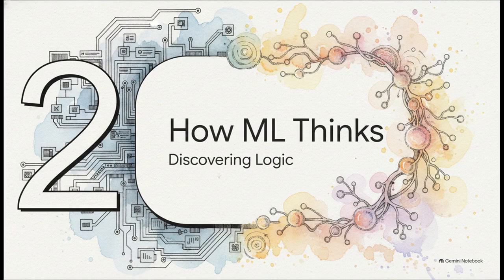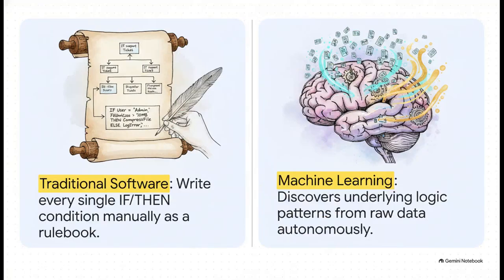Moving right along to Section 2, how machine learning thinks, and how it actually goes about discovering that logic. Look, traditional software is basically a strict rule book. You, the engineer, sit there and write out every single if-then condition. But machine learning? It's entirely different. It's kind of like hiring a junior employee who just sits down, reads through thousands of past IT support tickets, and figures out the underlying patterns all by themselves. You don't have to write a single line of rule-based logic for them.